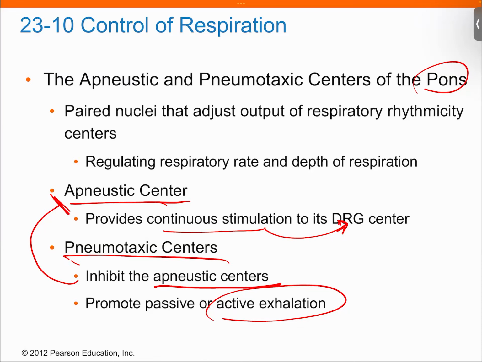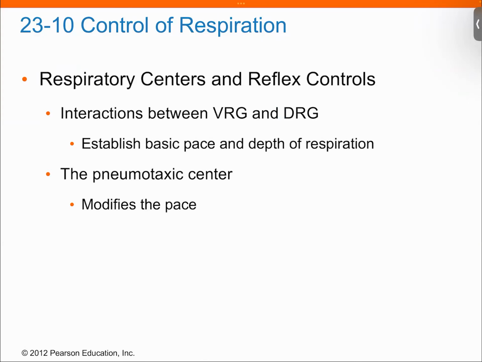What do we achieve with that? Well, what we achieved now is the ability to communicate and to connect these systems to our sensory inputs, okay? So when you take a look at your normal DRG and VRG interplay, this gives you your basic pace and depth of respiration. So that's happening with just the VRG and DRG. The pneumotaxic center is the one that will modify the pace. So this is the pace modifier. So it establishes rate.